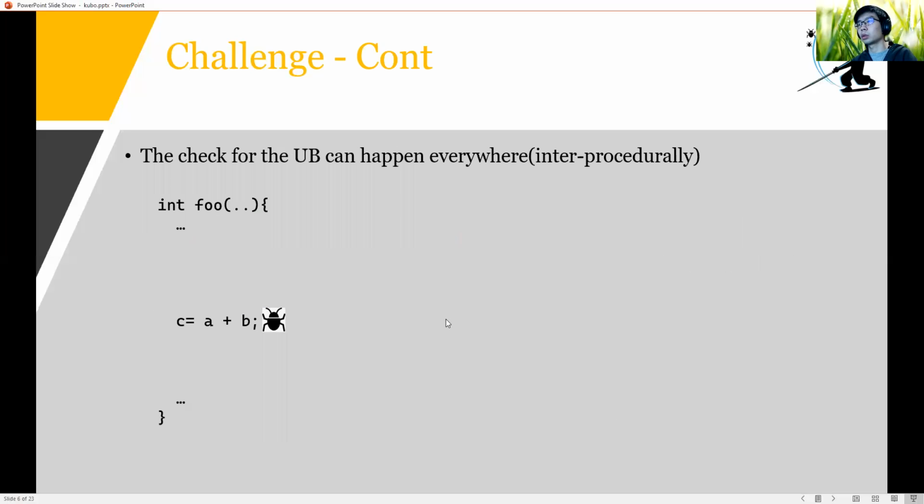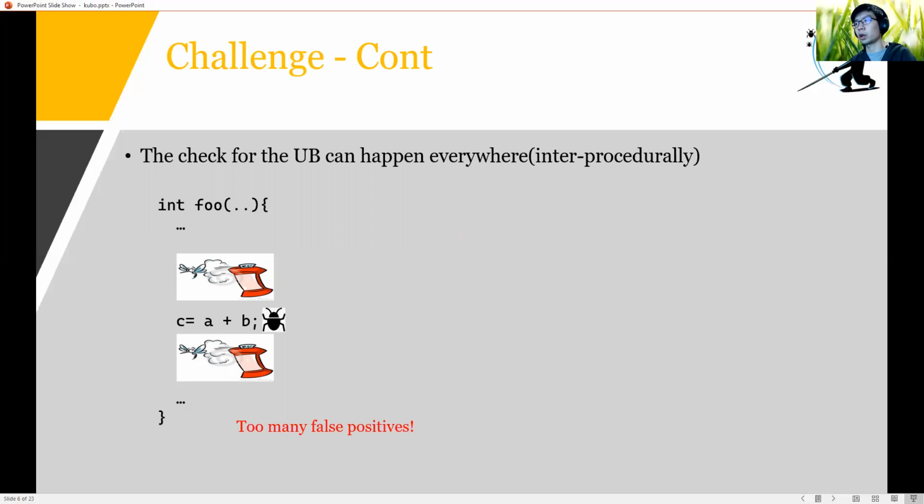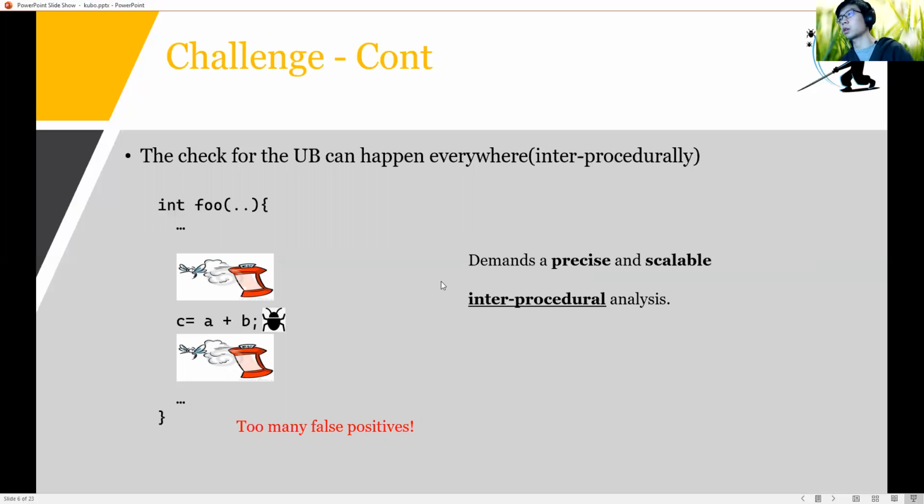Lastly, one would normally assume that for a UB trigger instruction, the undefined behavior will be sanitized around this instruction. But unfortunately, this is not the case. A previous study shows that if you just analyze precisely the enclosing function, the false positives are just too many for others to bear. So overall, a precise and scalable inter-procedural analysis is desired for detecting undefined behaviors.